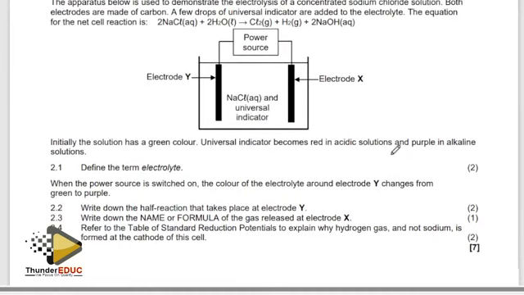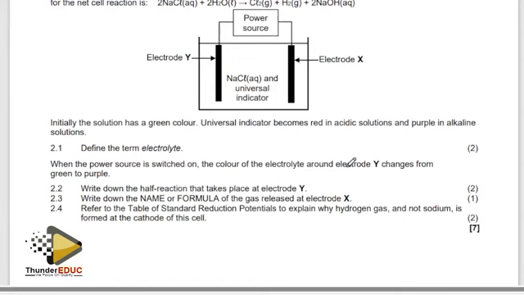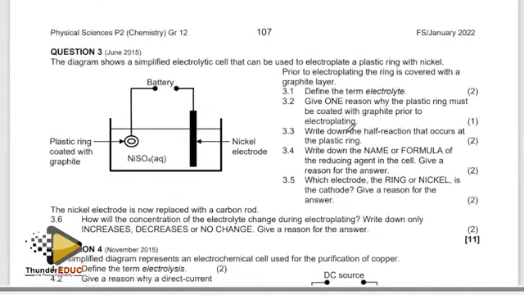What is electrolysis, and what is an electrolyte? An electrolyte is the substance which will undergo electrolysis. It can be a liquid, it can be a solid, it can be aqueous. Please make sure that at least, guys, you see, this is what I was saying.